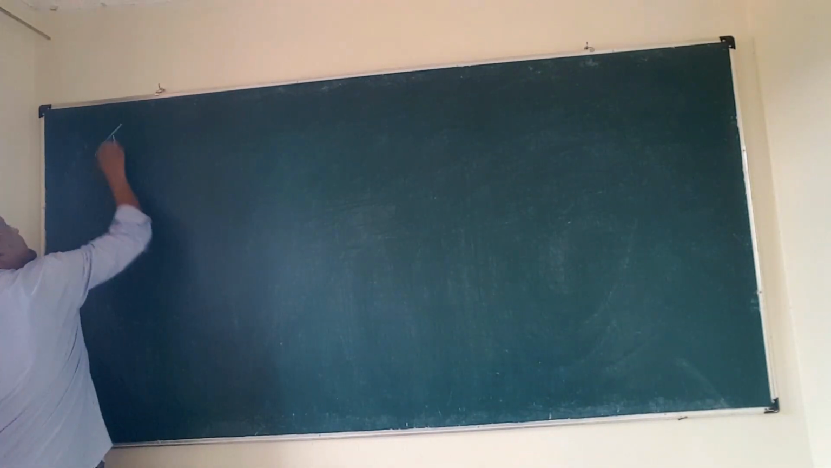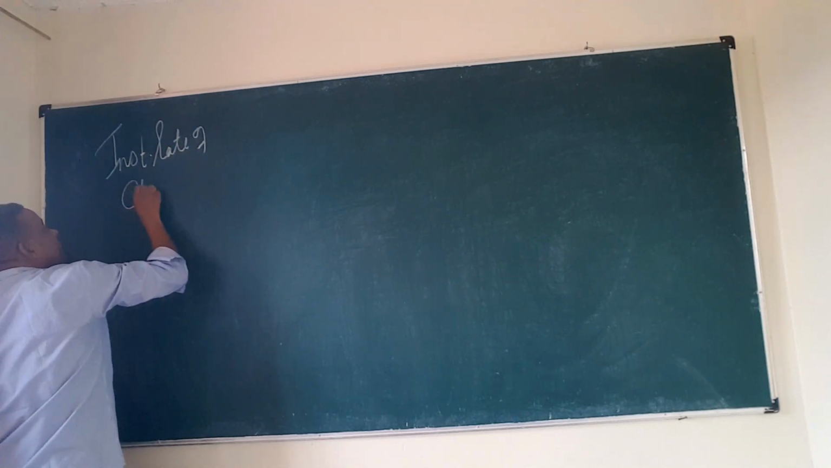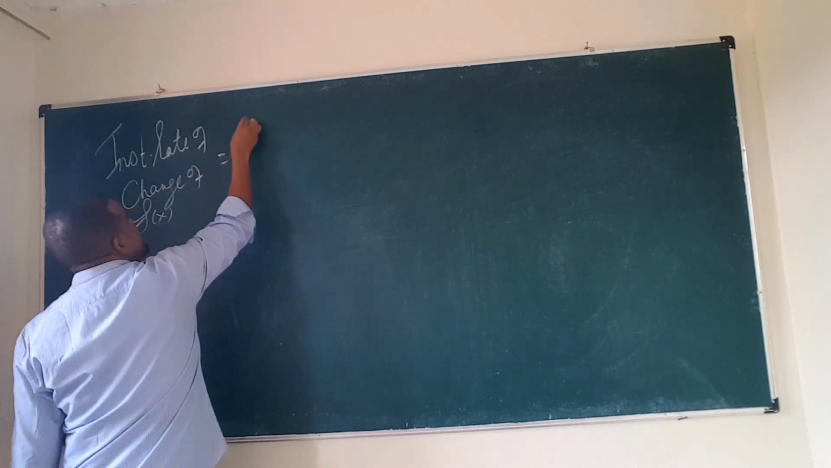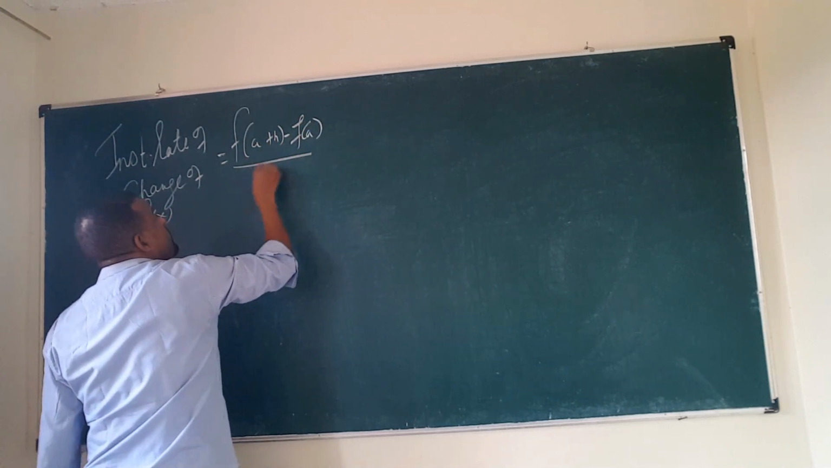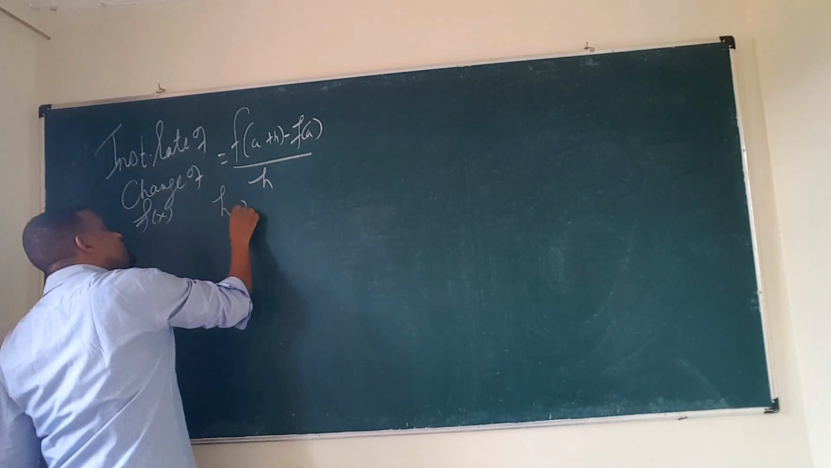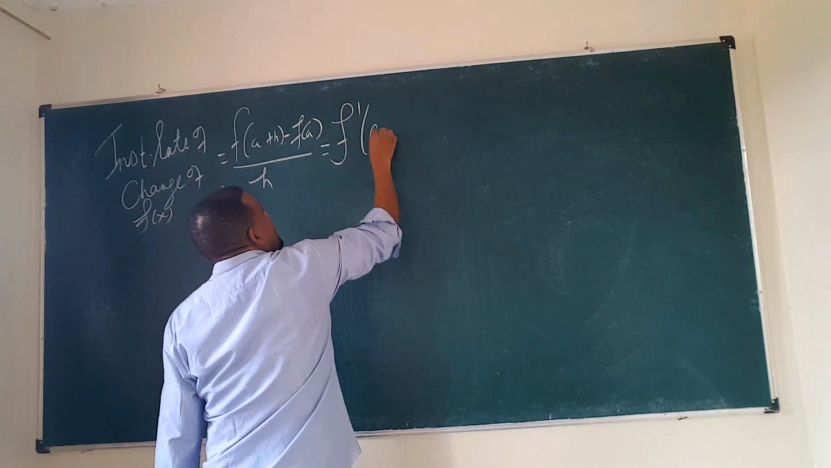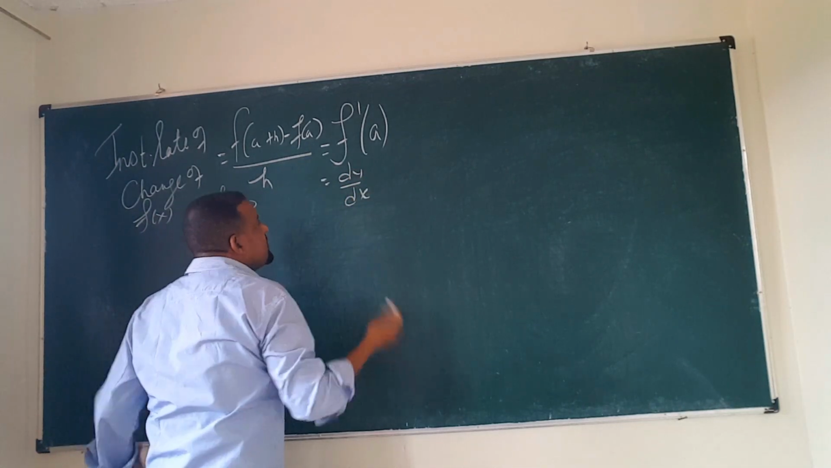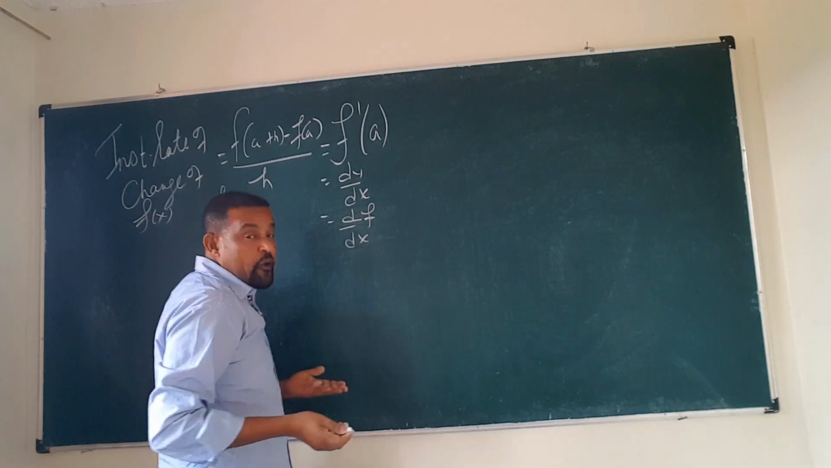So now, to summarize, look: the instantaneous rate of change of f of x is f of a plus h minus f of a over h, of course with h approaching 0, which is nothing but the derivative of the function at a point a. Or this is dy by dx of the function, or d by dx of the function f of x, at a point a.